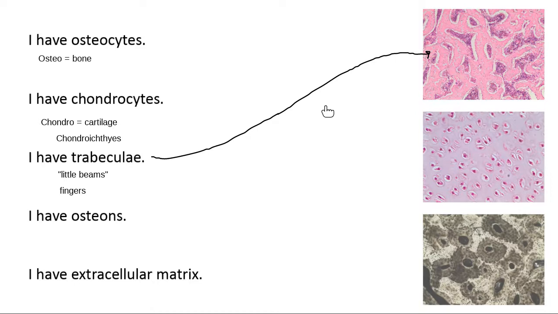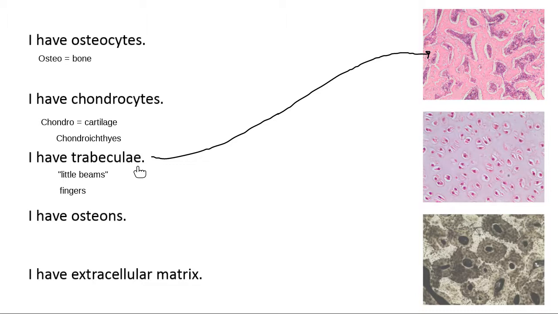Remember that I have to have these spongy bone fingers so that there's space to store the bone marrow inside of it. Yeah, Nicole asked a good question. She's asked if the osteocytes are in the trabeculae. That is correct. Yes. So the trabeculae is the bone tissue itself.